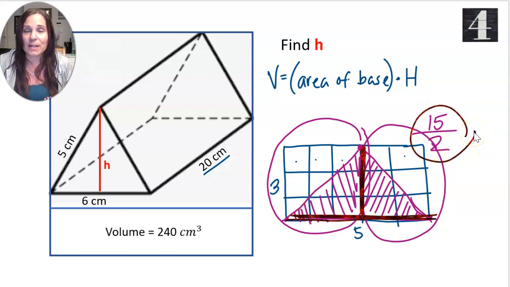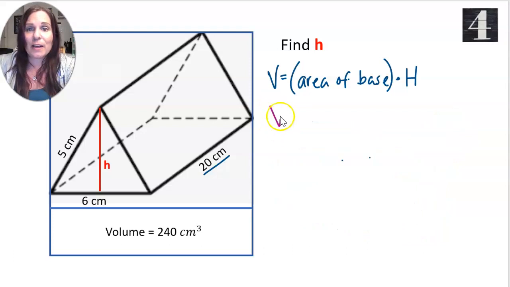Okay? So that's how you find the area of a triangle. It's base times height divided by 2. Okay, let's put this all together. Where I have area of base written, I'm going to put base times height divided by 2, because that's how I'm going to find the area of the base, because it's a triangle.